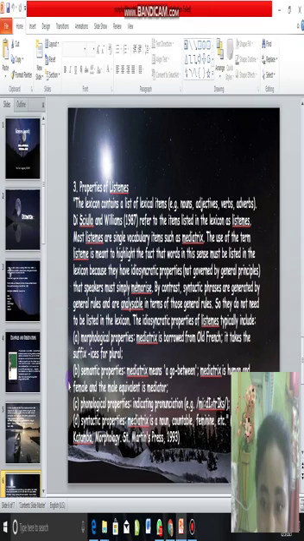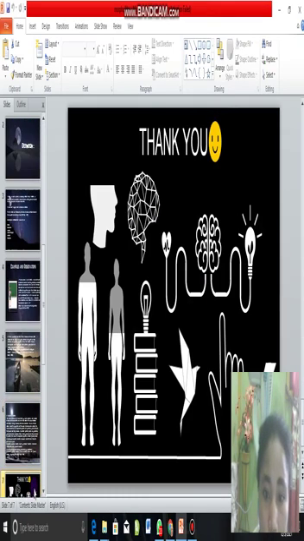Mediatrix is human and female, and the male equivalent is mediator. And phonological properties, indicating pronunciation. And syntactic properties. Mediatrix is a noun, countable, feminine, and so on. By Francis Katamba, Morphology, St. Martin's Press, 1993. Thank you.